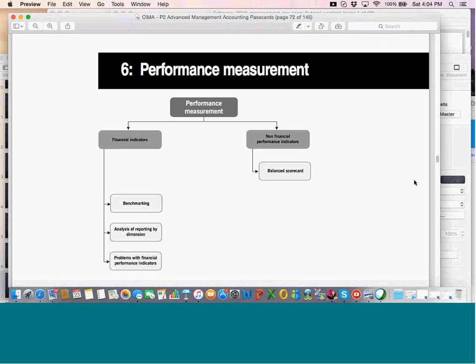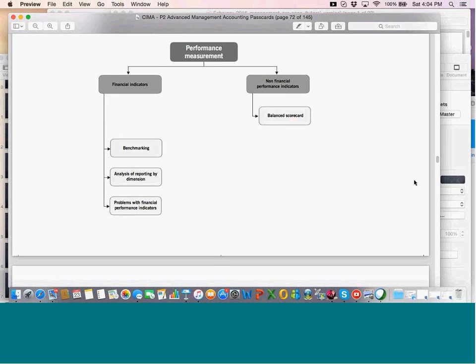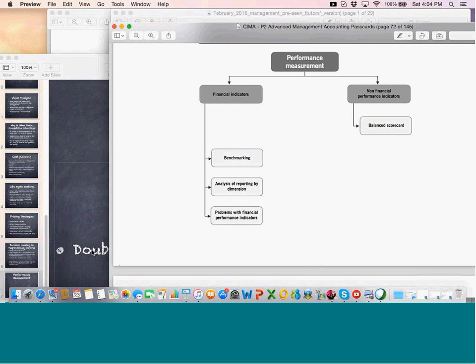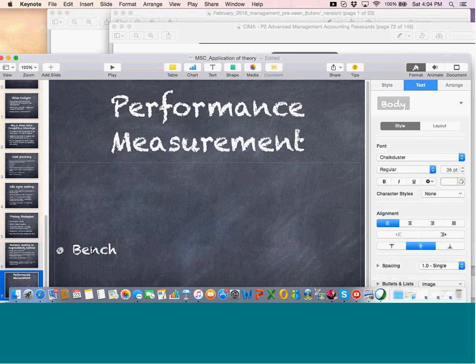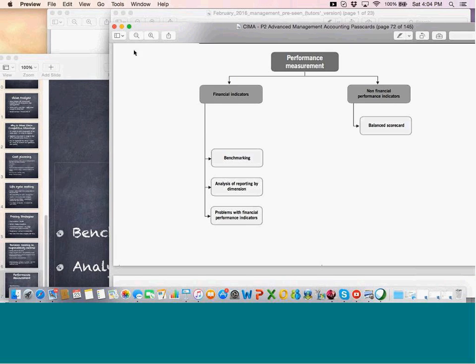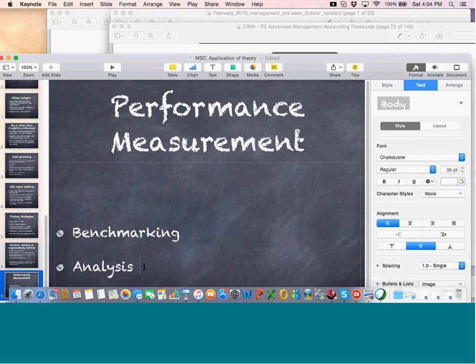When you look at the financial indicators, there is benchmarking analysis of reporting by dimensions, and problems with financial performance indicators. We go into that. Let's look at benchmarking analysis of reporting by dimensions. What do you think would be benchmarking and analysis of reporting by dimensions?